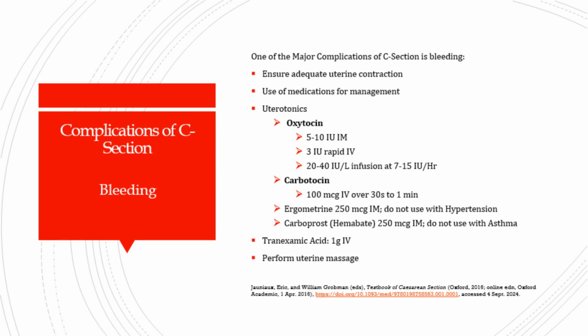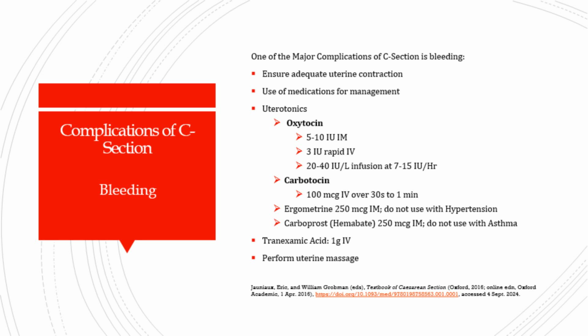Ergometrine, commonly called Ergot, is administered in a 250 microgram dose IM. Ergot is contraindicated in patients with hypertension. Carboprost, commonly called Hemabate, is also administered in a 250 microgram dose IM. Hemabate is contraindicated in patients with asthma.